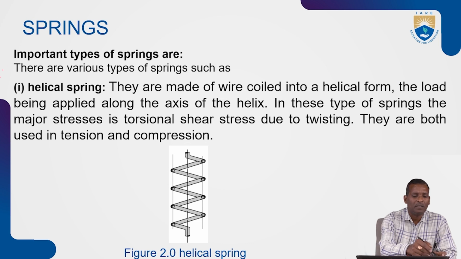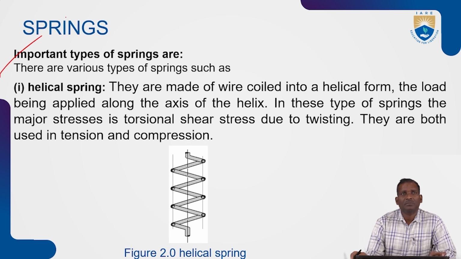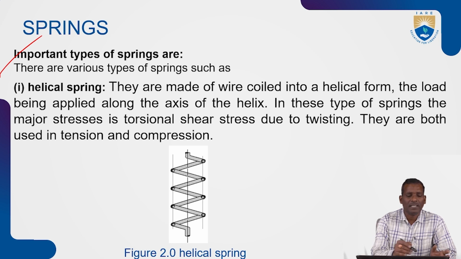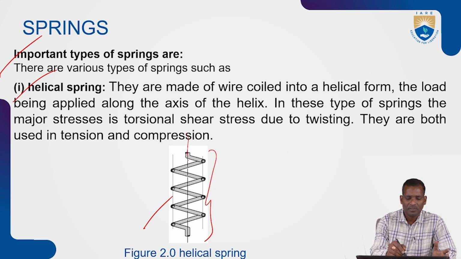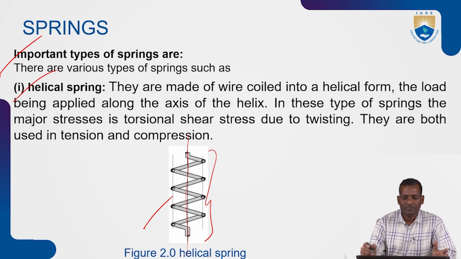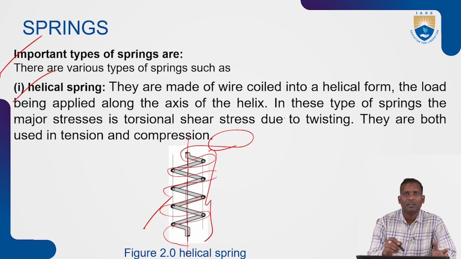So the important types of springs are, there are various types of springs, such as one is the helical spring. They are made of wire coiled into a helical form as shown in the figure. The load is applied along the axis of the helix. So this is the helix angle, like this in helical formation.